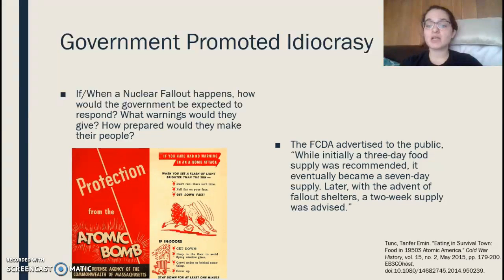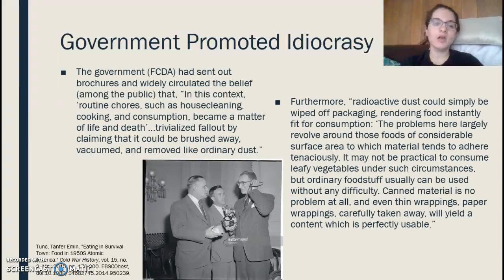The FCDA advertised to the public that while initially a 3-day food supply was recommended, it eventually became a 7-day supply, which then changed to a 2-week supply when fallout shelters, bomb shelters had been created. So the details changed due to society evolving in this nuclear era.